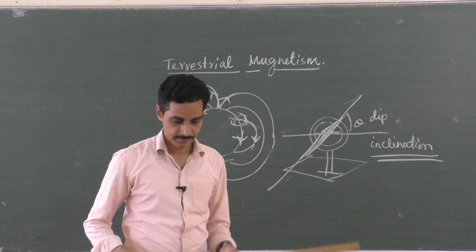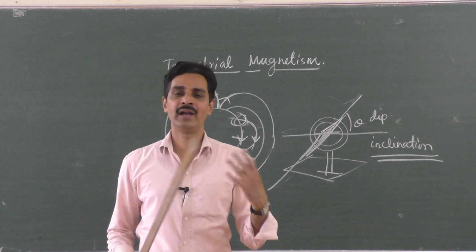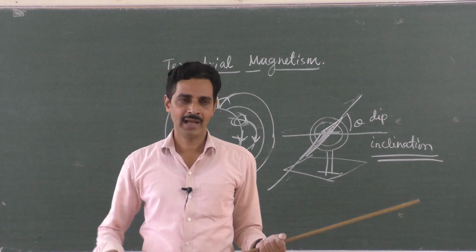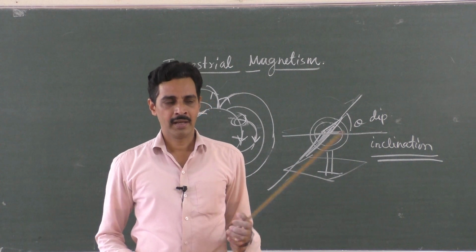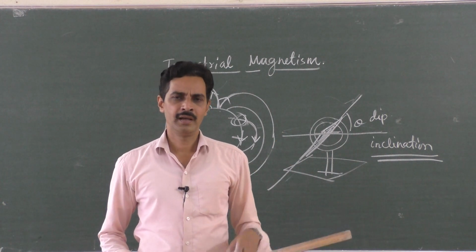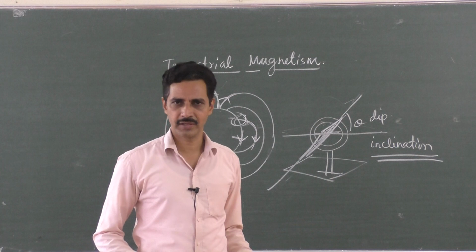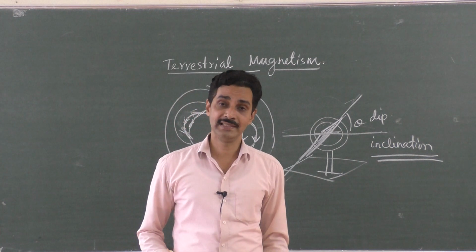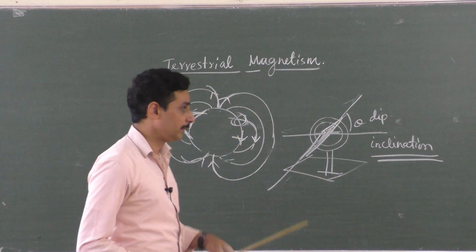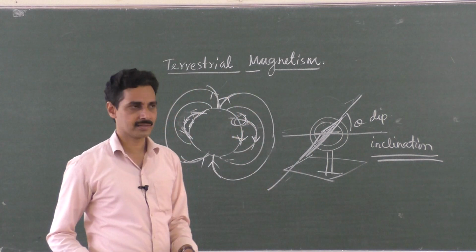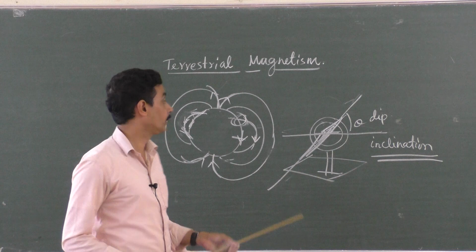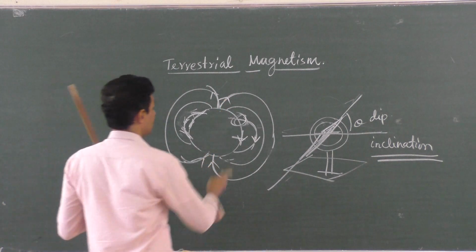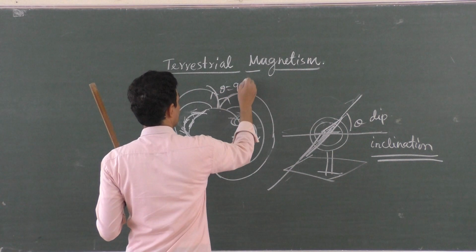Now the question is, what are the values of angle of inclination? Angle of dip. You will get a different definition for angle of dip also later. Dip may vary from 0 to 90, isn't it? It may be 30, 40, 60, many angles. What is the angle of dip at the poles? Angle of dip at the poles is 90 degrees.